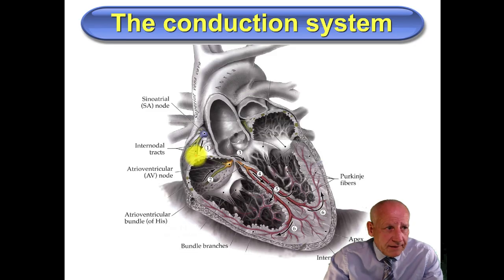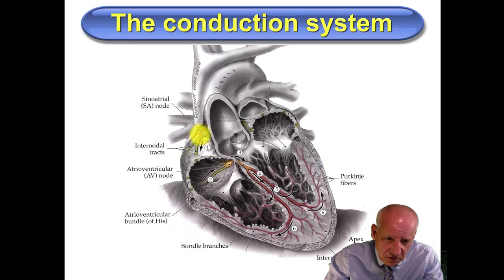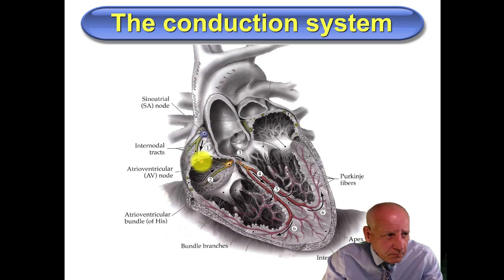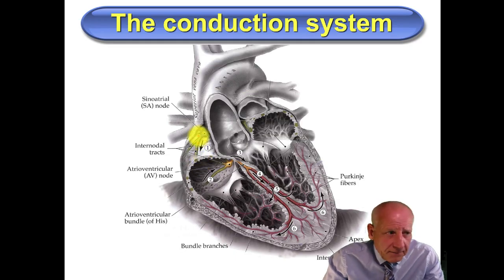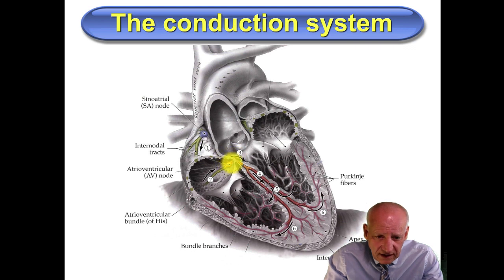atrium. The impulse may also travel through specialized conduction tracts known as internodal tracts, shown here in green. But the existence and importance of these tracts is controversial in humans. Let's just assume that they exist. They do exist, but the impulse can also travel from atrial myocyte to atrial myocyte. And the impulse then arrives at the AV node, situated right here.